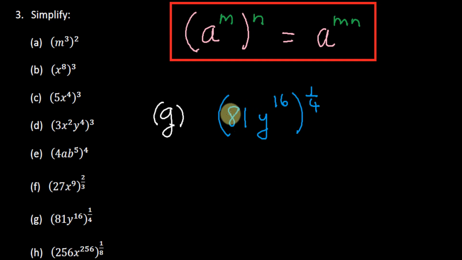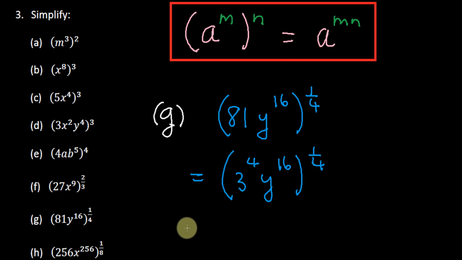Once again, we can write 81 in terms of its prime factors. So we know that 81 is 3 to the power 4. Now we can use this law and multiply the powers. So 4 times a quarter is 1. So we get 3 to the power 1, which is 3. Then 16 times a quarter is 4. So it's y to the 4.